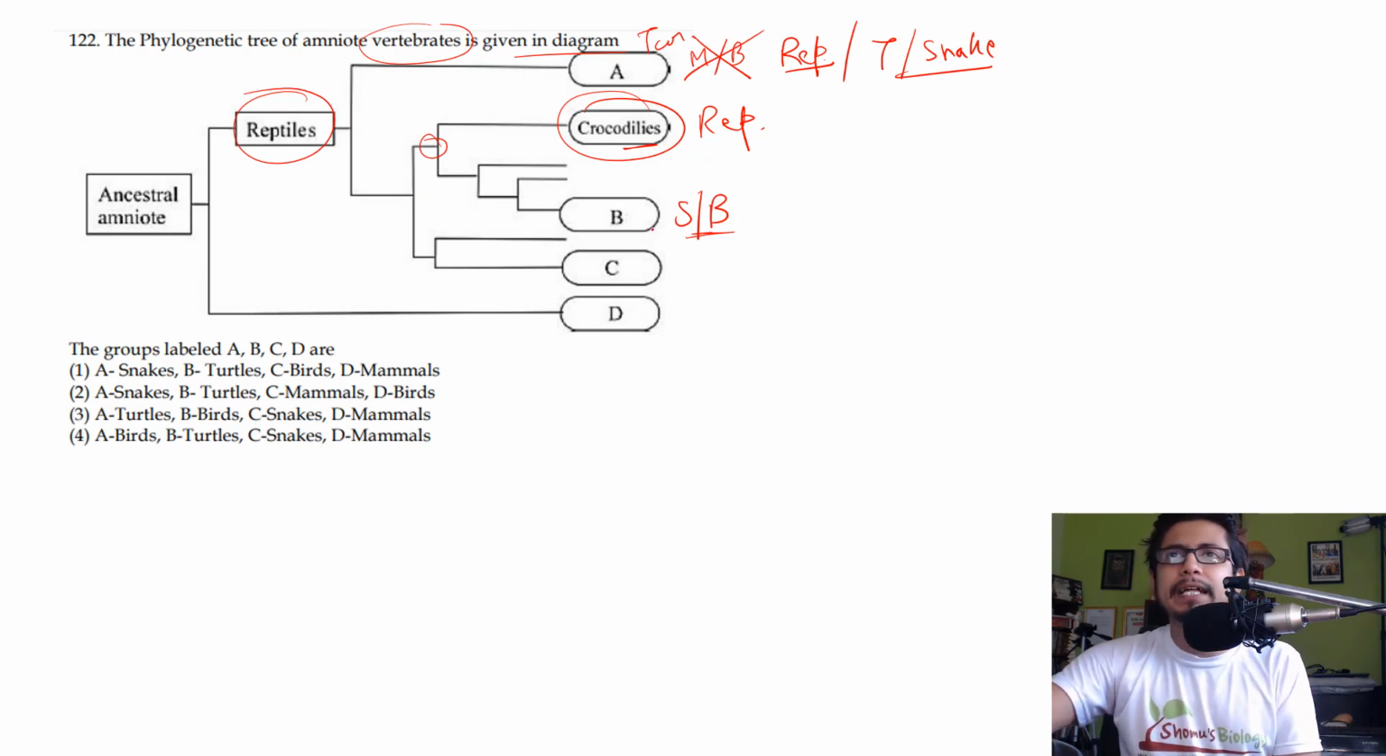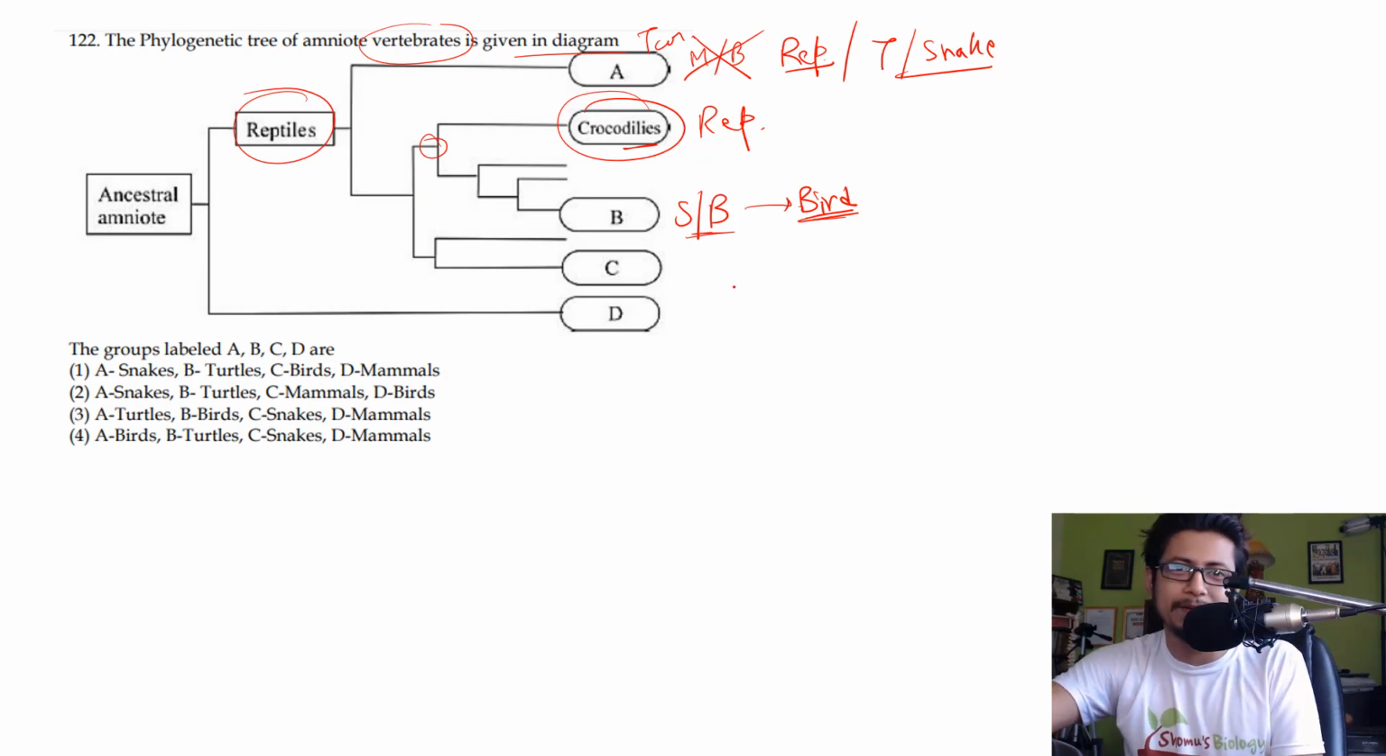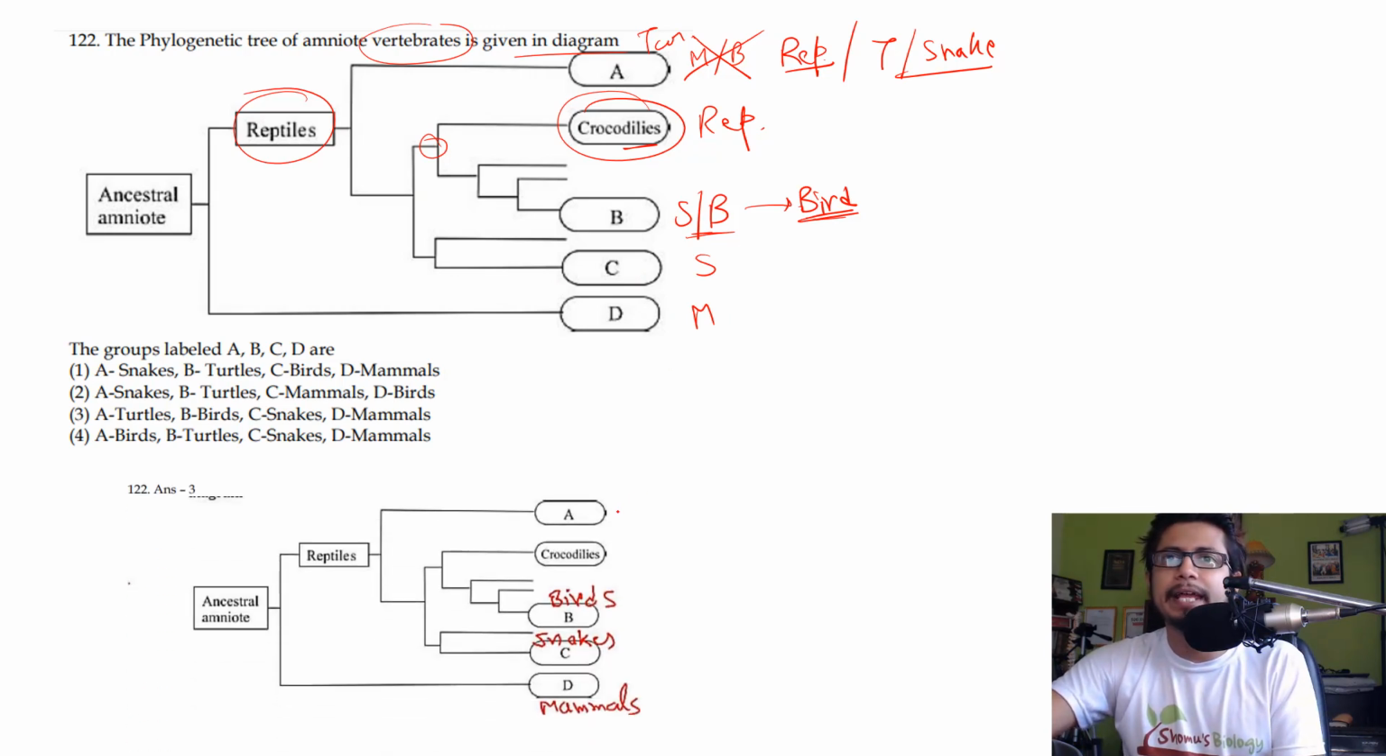Many people will believe that this B should be a snake, but actually B must be bird, because the reptile is the ancestor for the bird, and the birds are the next generation structures from reptiles, and the snake will be this third. The C will be snakes, totally different, and the D will be mammals. So this should be the outcome. So this is how you can write it.